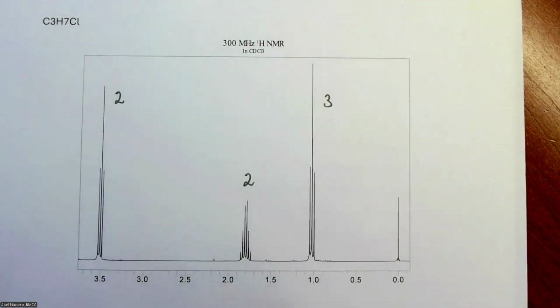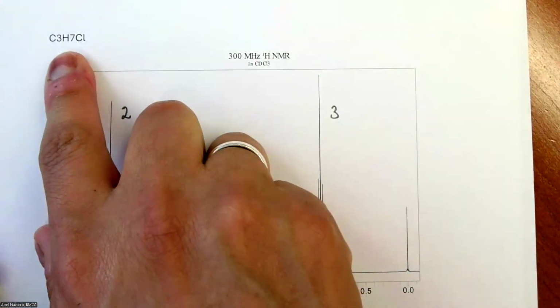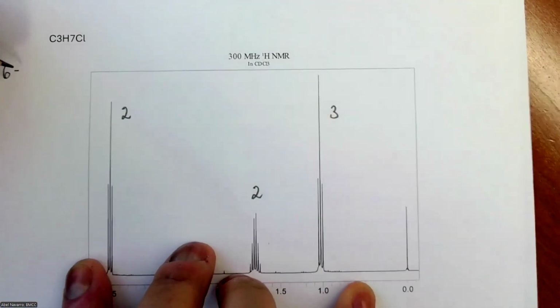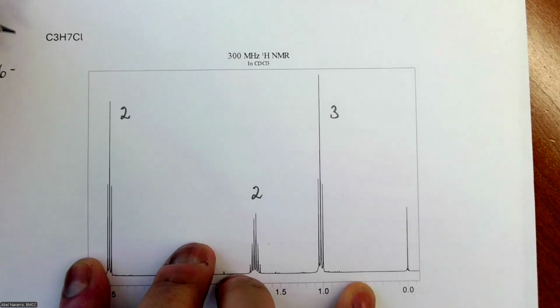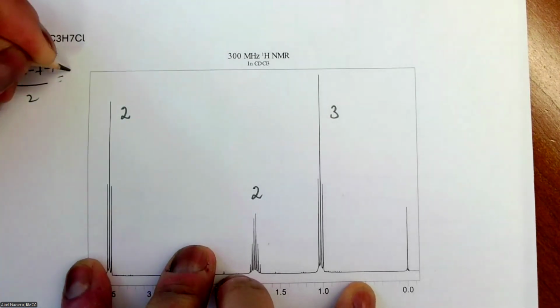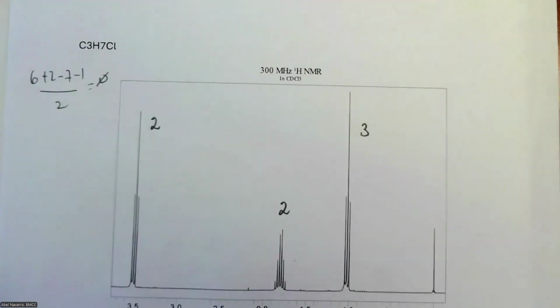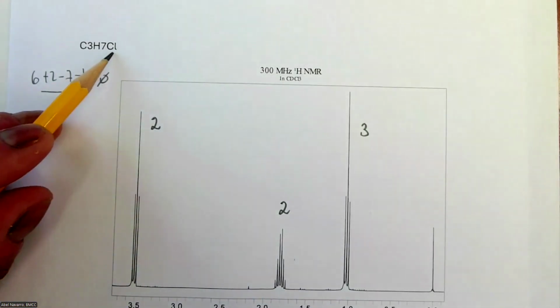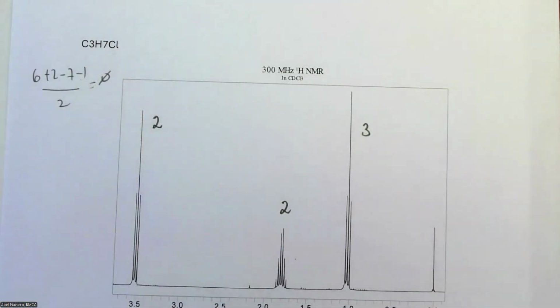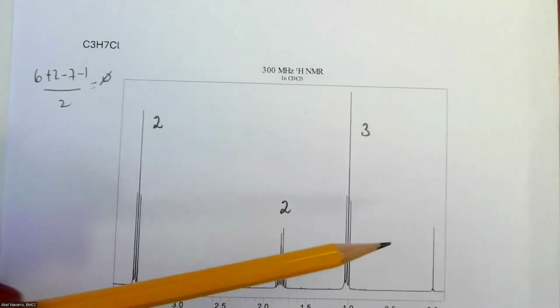This next one we have again DUs. 2 times 3, 6. 6 plus 2 minus 7 minus 1 divided by 2. 0. No DUs. Remember, the minus 1 is because the halogens are also subtracted. Okay, so I don't have a quartet followed by a triplet. I don't have a septet followed by a doublet, and I don't have the 9 singlet for tert-butyl.